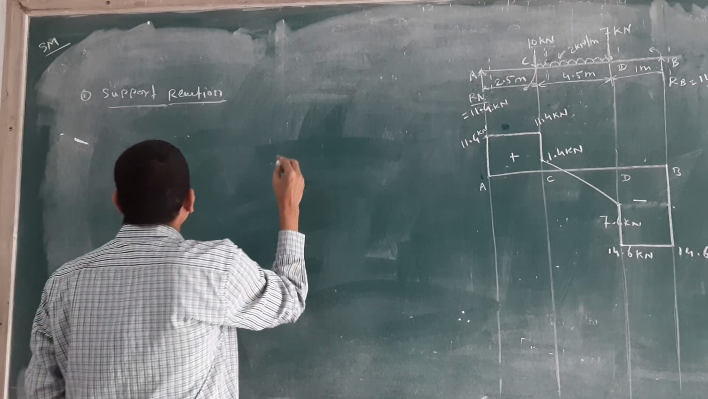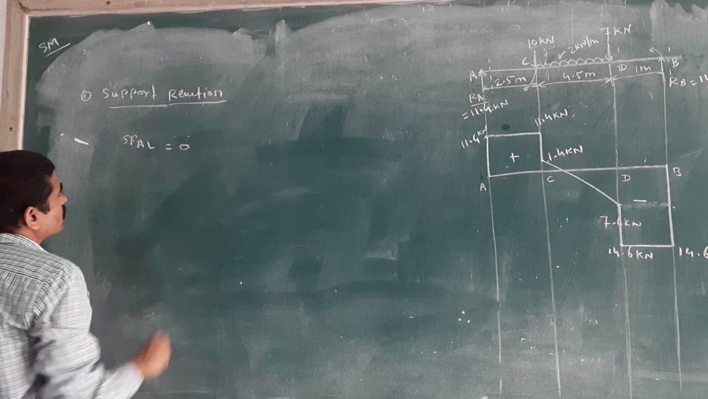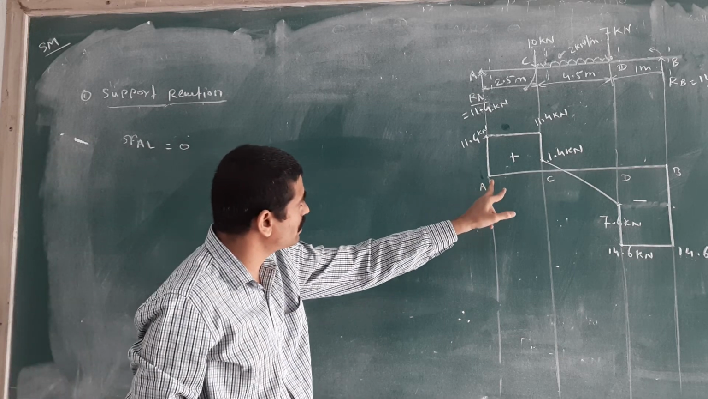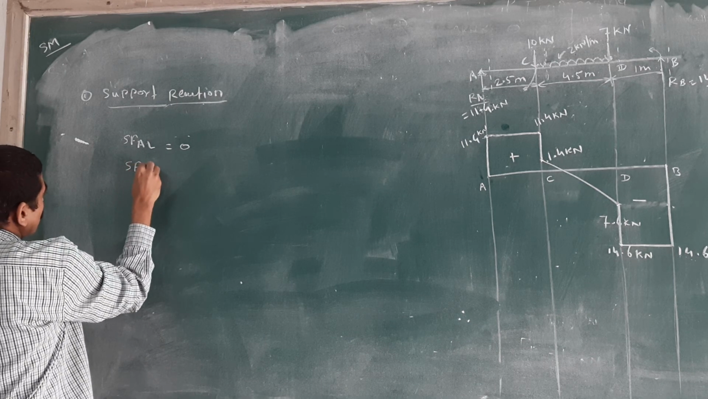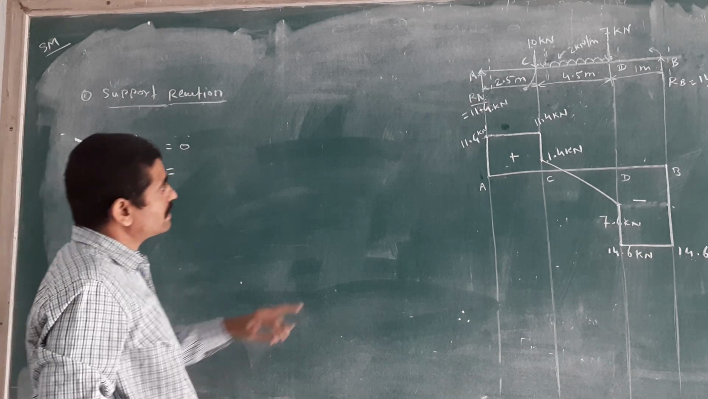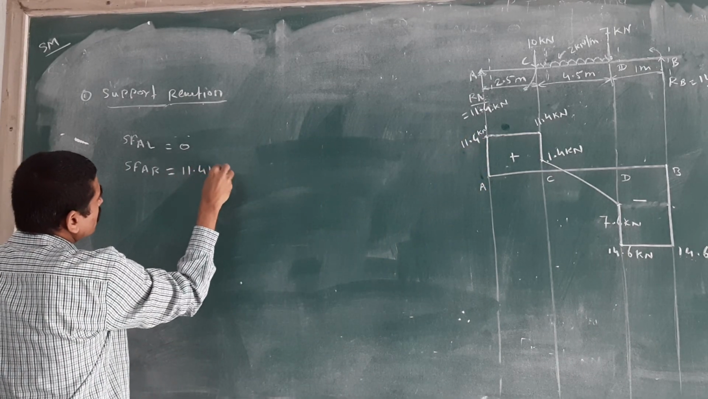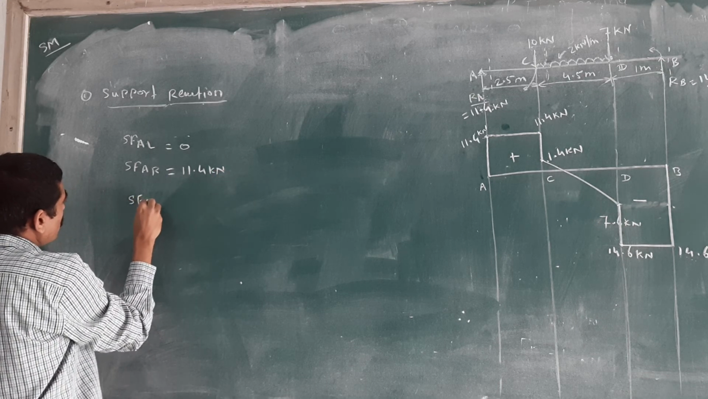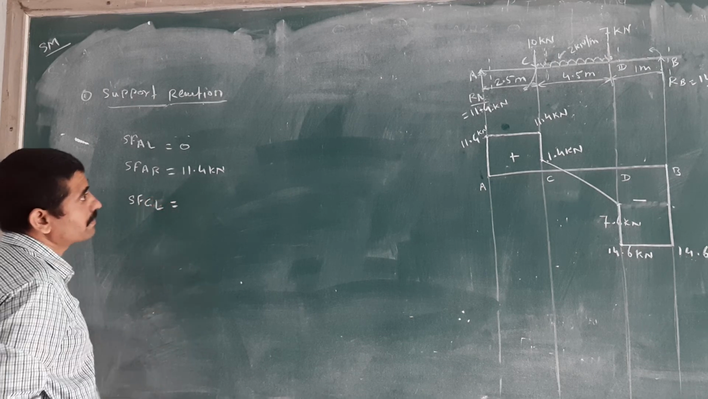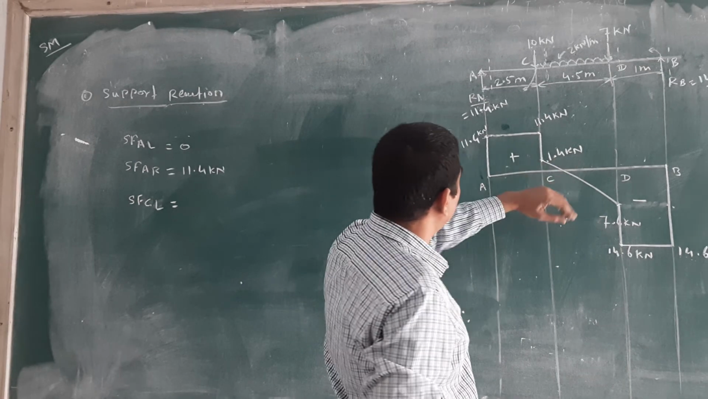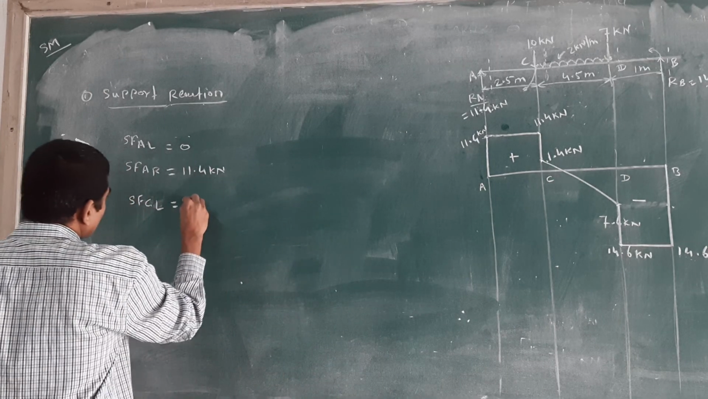Check that. I will write SF at A point, just left side, is equal to 0. First and last point is 0. We start from this point, okay, that's why you will get 0. Then SF at the same point at the right side. Check how much value we will get. 11.4 kilonewton, 11.4 kilonewton. Then SF at the next point, which is C. SF at C point, just left side. What is the value at that point? At C, we will again get 11.4 kilonewton.